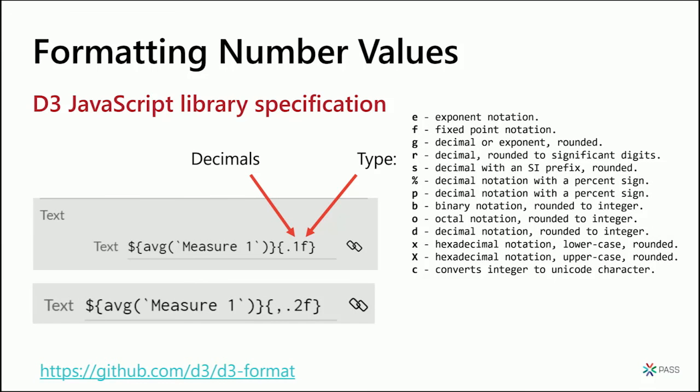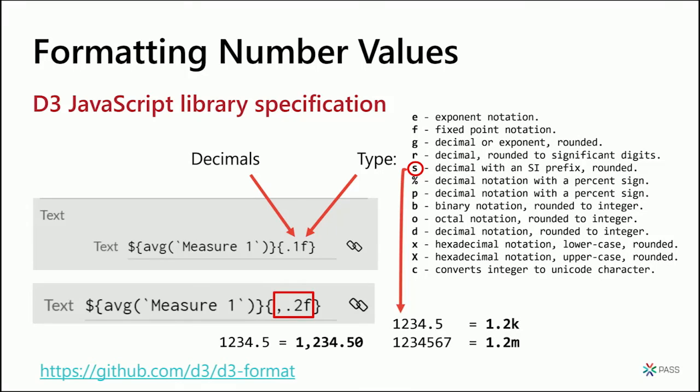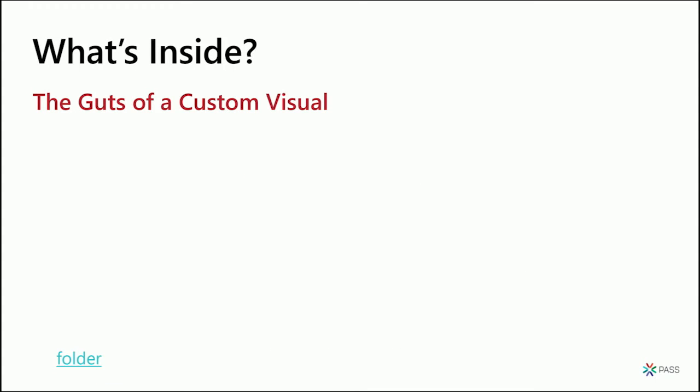So here's an example of essentially what I showed you, where that value gets formatted with a 1,000 separator and 2 decimals, regardless of the number of the values there. I thought that this one was interesting. S is the SI. I love that they call this a prefix, but it's actually a postfix with K, M, B, or whatever. All right, so what's inside a custom visual?